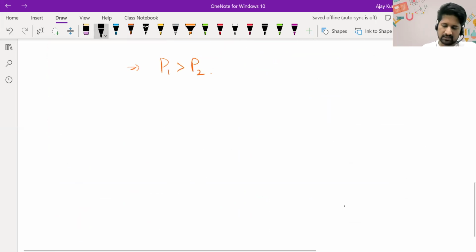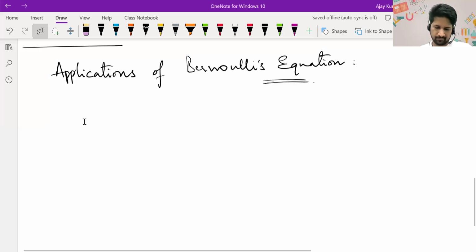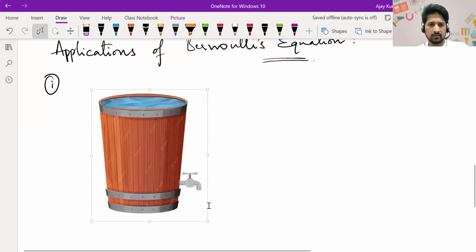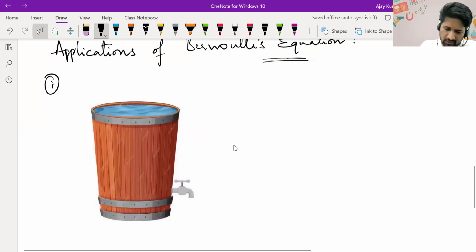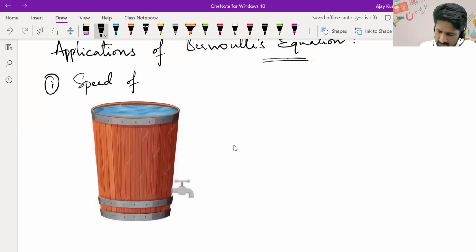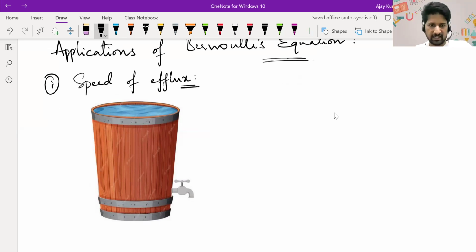Let us next discuss applications of Bernoulli's equation. One application of Bernoulli's equation you definitely need to know is this. Basically, it's about something called speed of efflux. That is nothing but the speed with which liquid flows out of a tank.